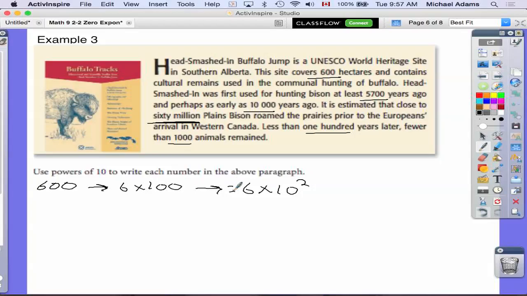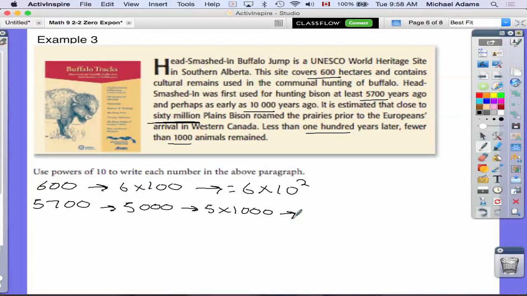What's our next number? 5,700 years ago. You're right, we could say 5.7k, which does work. K is Latin for kilo, which means thousand. So let's take this number and break it down a little more. The 5 is in what place value? 1,000. So it's 5,000, and we could write 5,000 as 5 times 1,000.